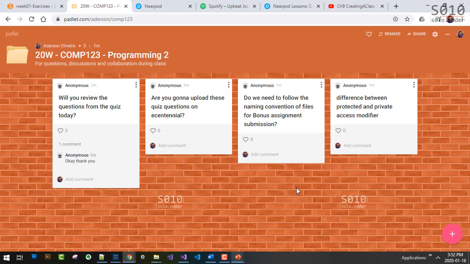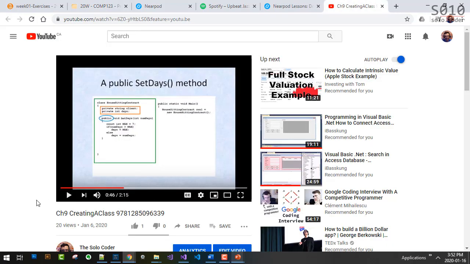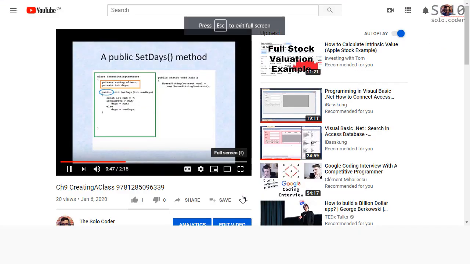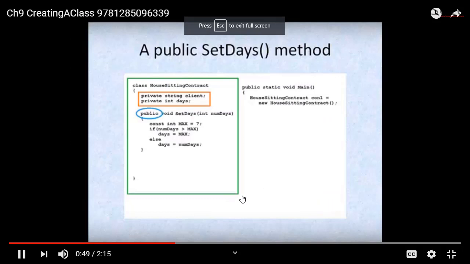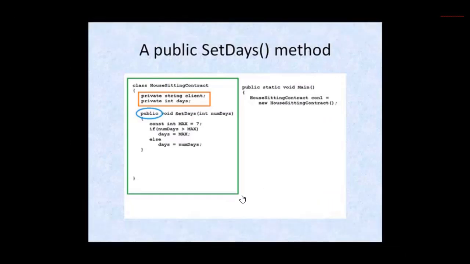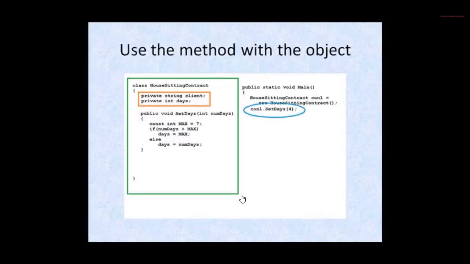Okay, so let's see if we can finish that video. And make it public. The setDays method accepts a parameter, and if the number of days is greater than the maximum allowed, it forces days to maximum. Otherwise, it sets days to the number of days passed in. In the main method, you might say con1.setDays and pass in a value. The value can be passed into the method. It becomes numDays within the method, and then it's assigned to days, which can get to the field.